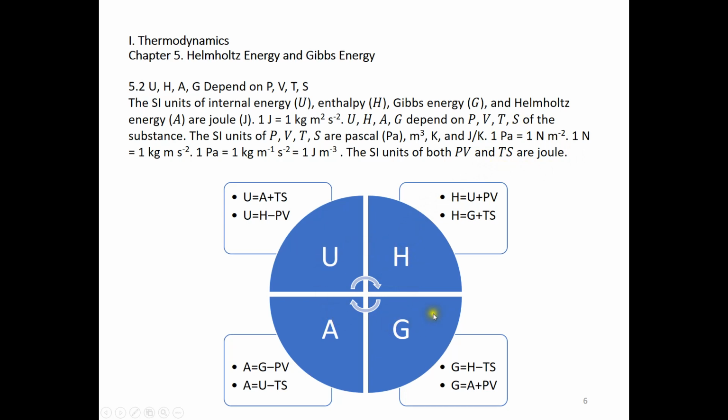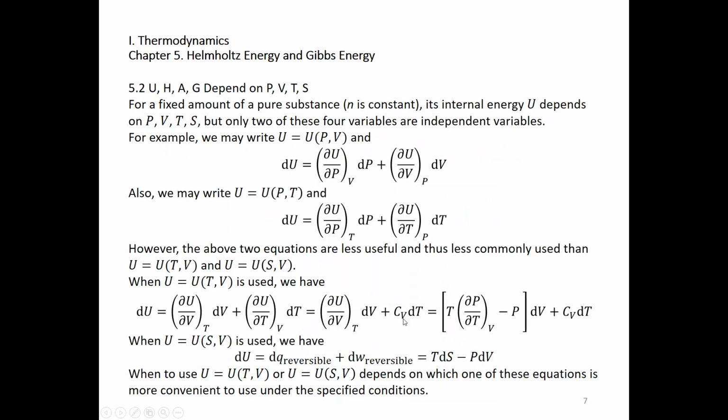Again, we need to memorize all these equations that connect the 4 thermodynamic functions U, H, A, and G. For a fixed amount of a pure substance, its internal energy U depends on P, V, T, and S, not N, because if you have a fixed amount, N is constant. Out of pressure, volume, temperature, and entropy, only 2 are independent variables, and you can pick any 2.